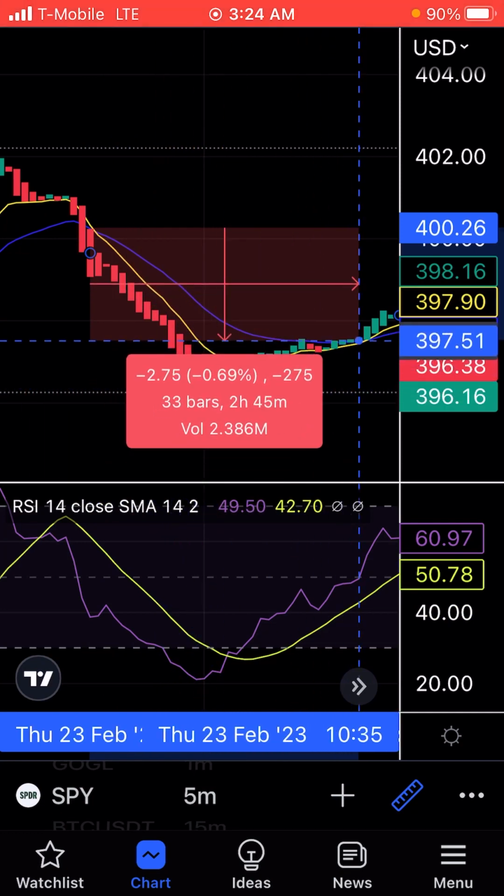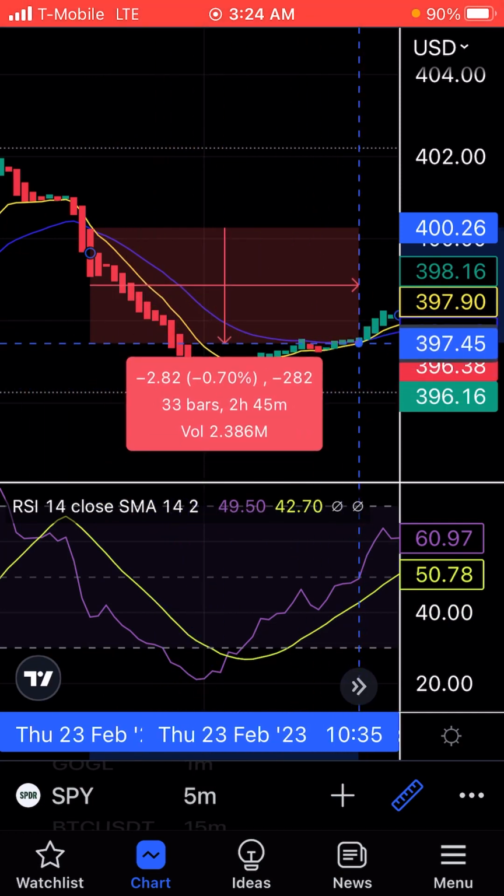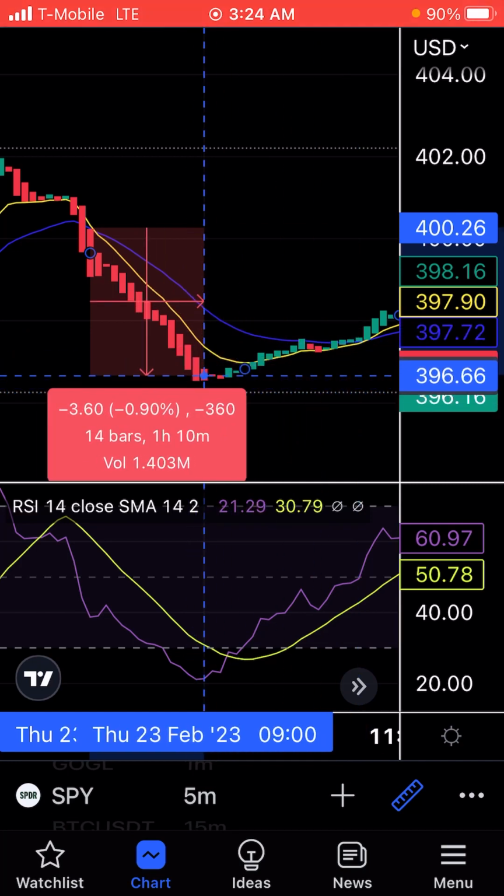You could wait till here. You'd still be in profit. You won't make as much, or you could be in profit here. You'd still be in profit. This is a $3 difference in price.